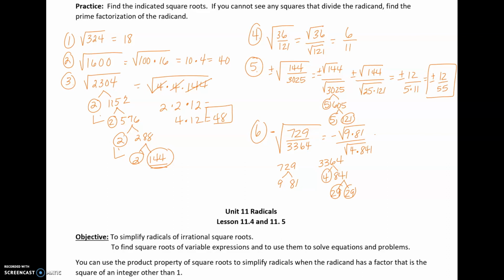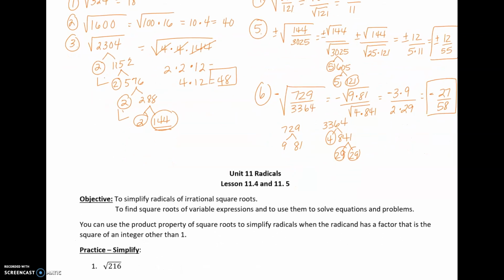Okay, so on the top, I end up with the square root of 9 is 3. The square root of 81 is 9. So that's the negative on top. The square root of 4 is 2. The square root of 841 is 29. So this gives me negative 27 over 58. I'm not sure we can do anything else with that.